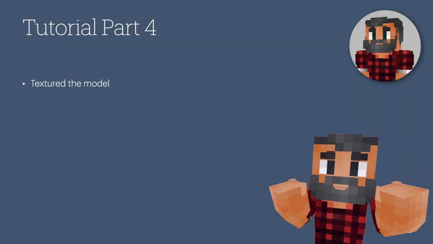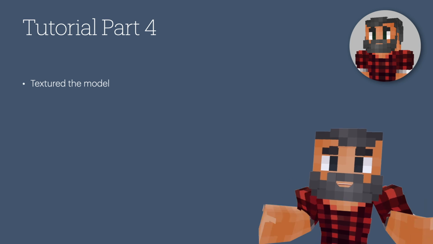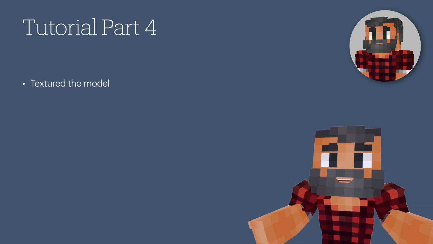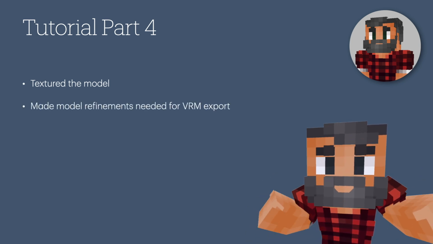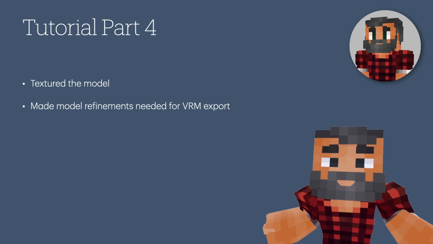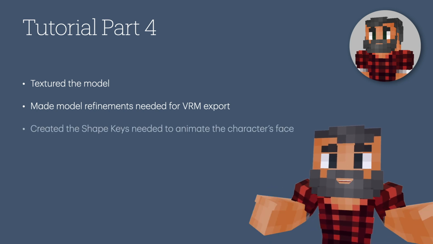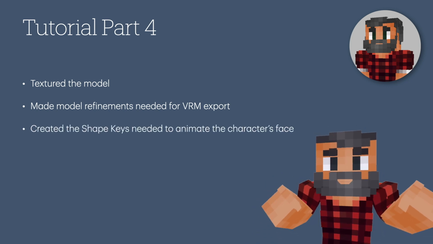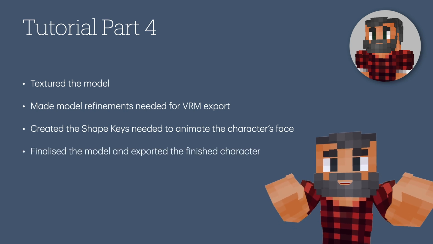In this final part of the tutorial, we looked at how to texture our model. Then, we made refinements to our model necessary for VRM export. Then, we created the shape keys needed to animate our character's face. Finally, we sent our vTube character live.